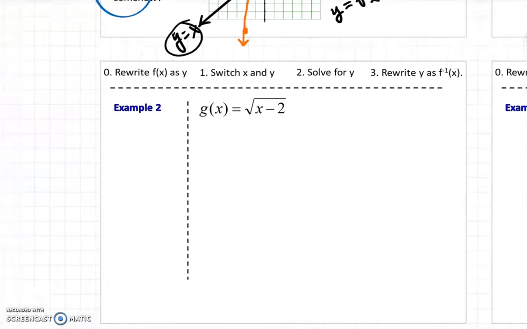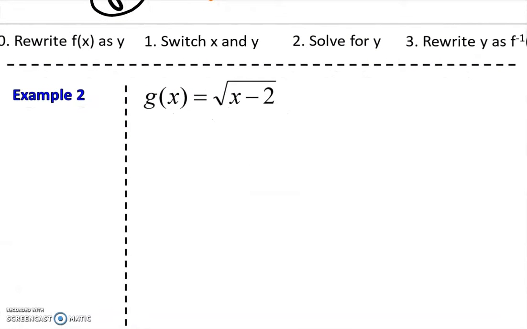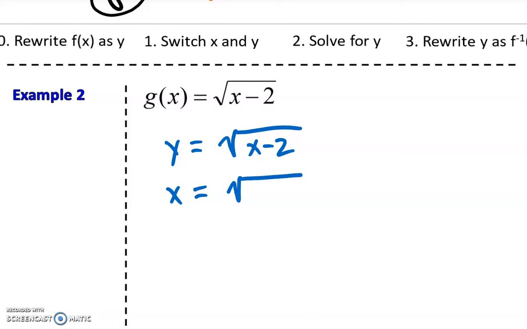Let's try a couple more of these. Same exact steps. We're going to change g of x to y. So y equals square root of x minus 2. We're going to switch x and y. And then we're going to solve for y. So how do we solve for y? Well, to undo a square root, we're going to square that.